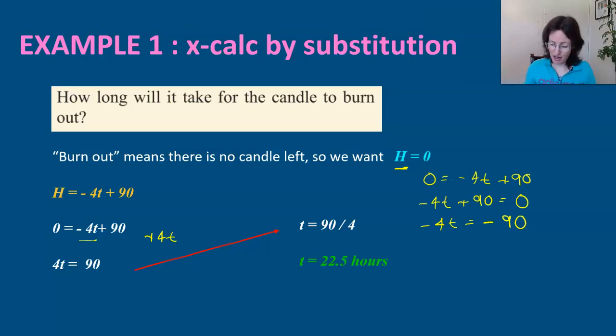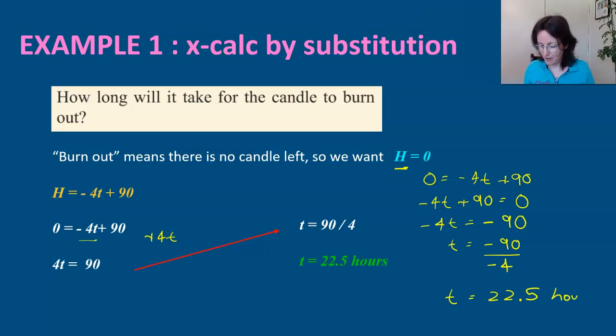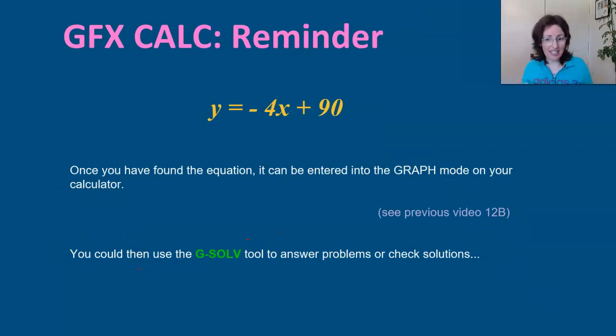And now I can divide through by -4, and you'll notice that we'll still get the same answer. So -90 divided by -4, it's going to leave me with a positive answer, and that comes out to be 22.5 hours. So you can see we can still get the same answer depending on how you've been taught how to rearrange. Just a reminder about the use of technology.